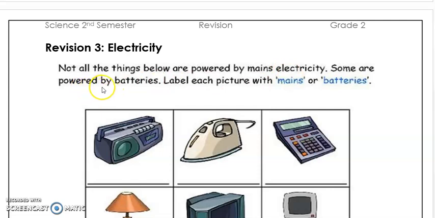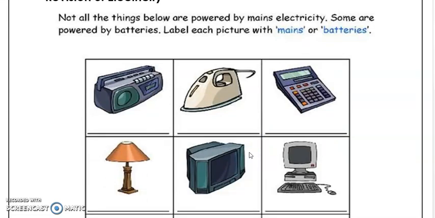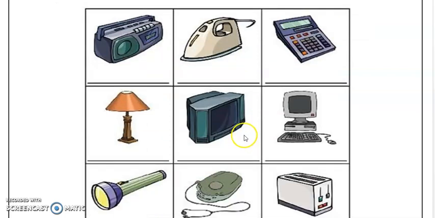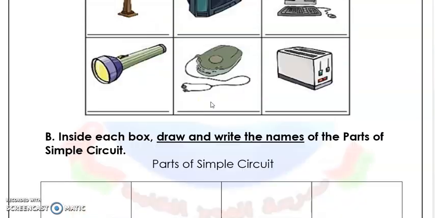Some are powered by batteries. So what are you going to do? Label each picture with mains or batteries. You're going to do this one in your notebook as well. You don't need to draw this one. Just write the name and then write your answer below, if it is mains electricity or battery.